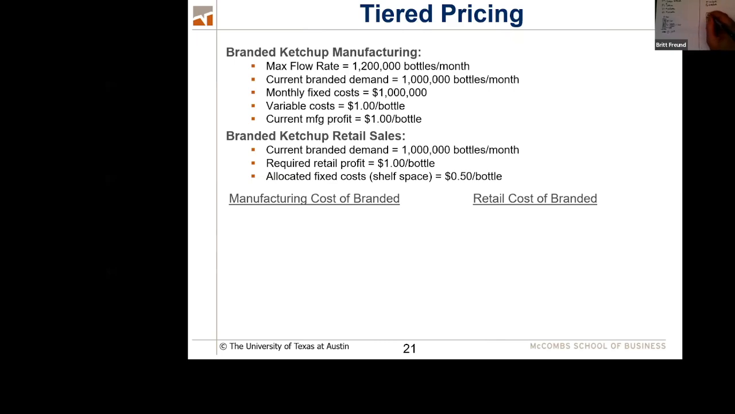And as noted, HEB itself likes to make $1 profit. And if you look at this, HEB is charging the end customer $4.50 for that bottle of ketchup. That means HEB is making $1 profit out of a $4.50 sale. So let's do that. 22.2%.